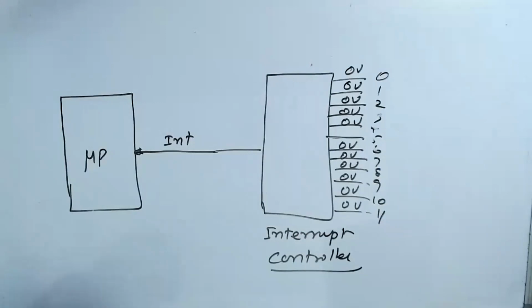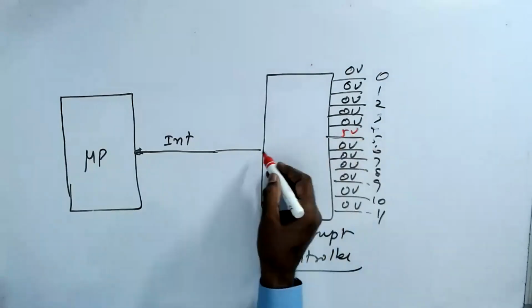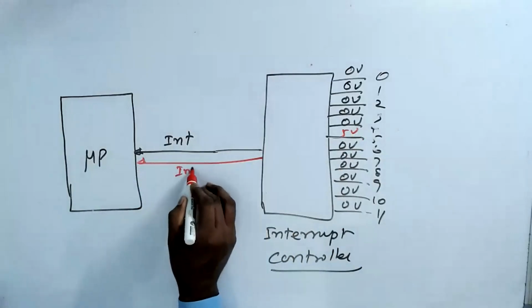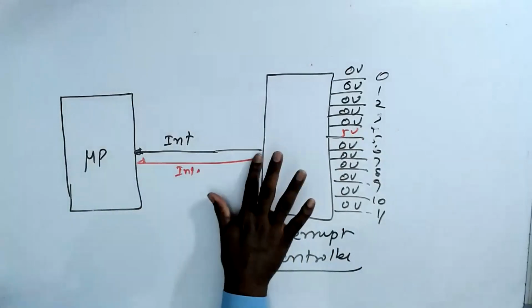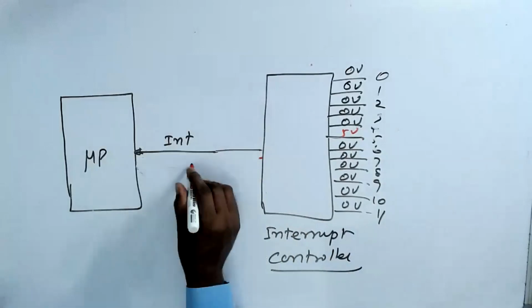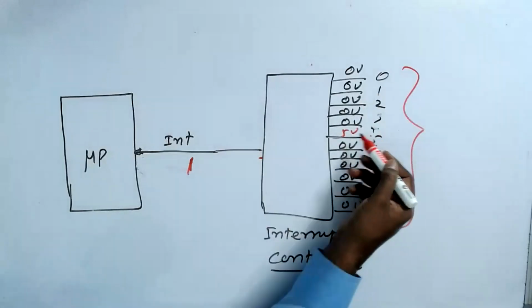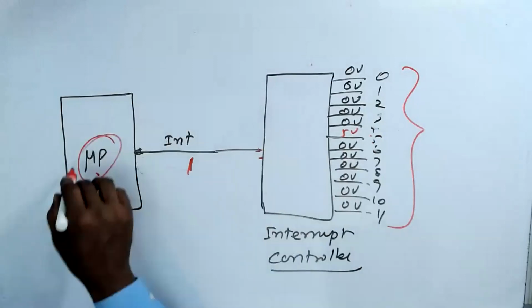And if this pin becomes 5 volt, the controller will generate the interrupt. Am I right? This interrupt will be generated by this, and this becomes 1. If any one of the pins gets an interrupt, the microprocessor will get only one interrupt.